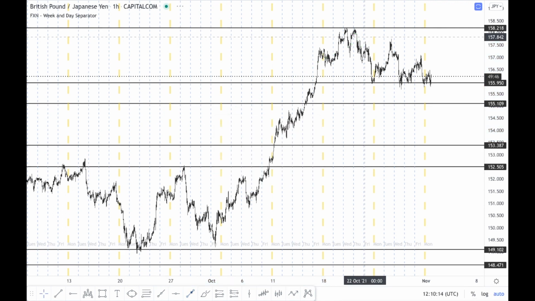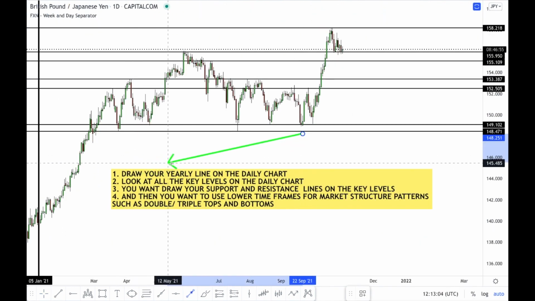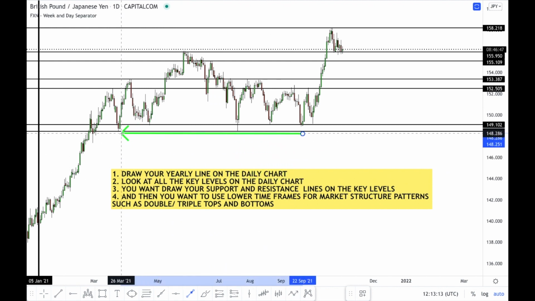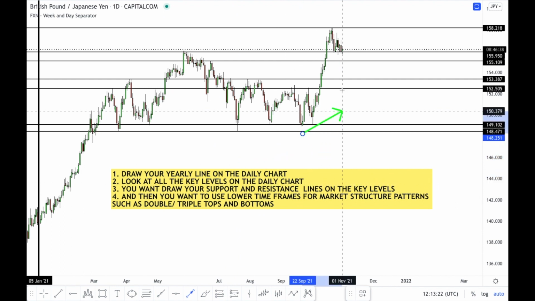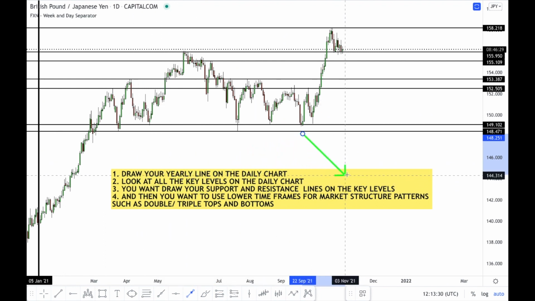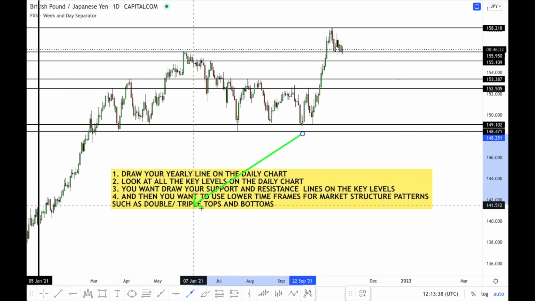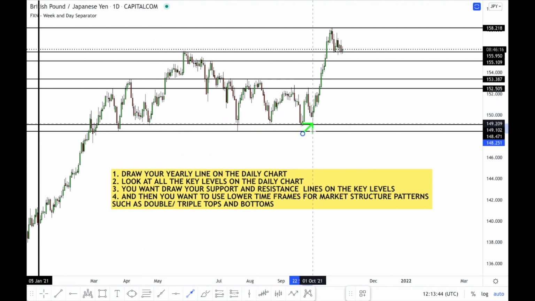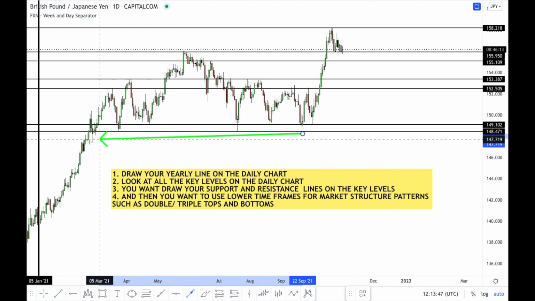So when we go back to the daily time frame, what you want to do is draw your yearly line on the daily chart. You want to look at all the key levels on the daily chart, which is all these levels here. You want to draw your support and resistance lines, which is the black lines here. These are the horizontal lines, as you can see. And then you want to use the lower time frames for market structure patterns, such as double/triple tops and bottoms. Those are market pattern structures. Like here, you can see this is a double bottom, then it brought up. So you want to be looking at all of those types of things.